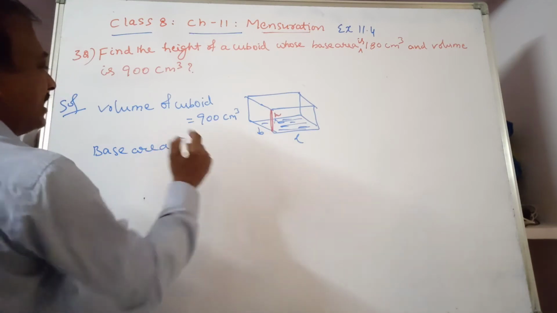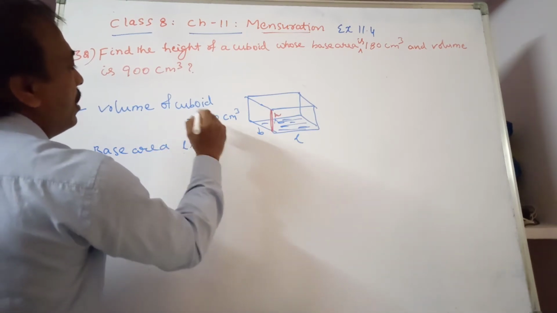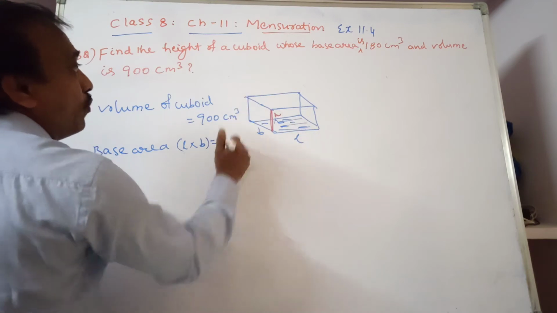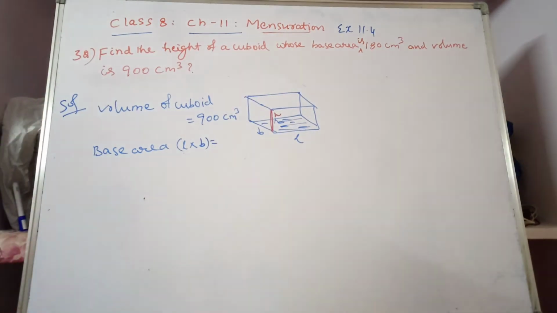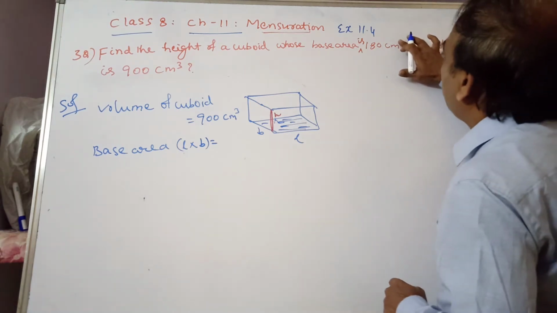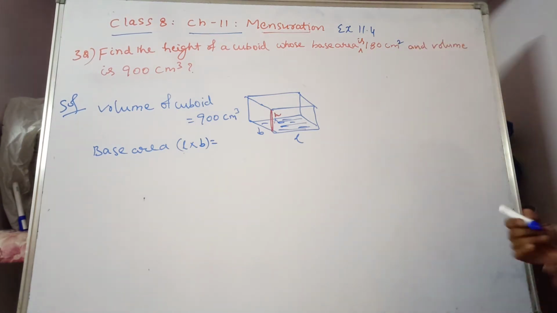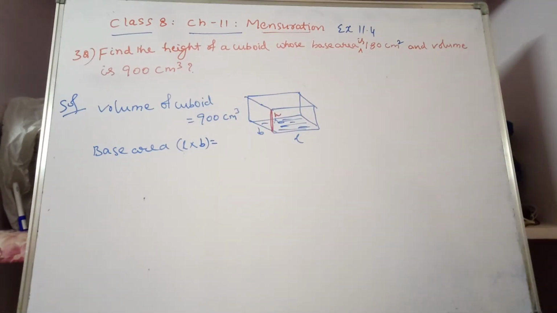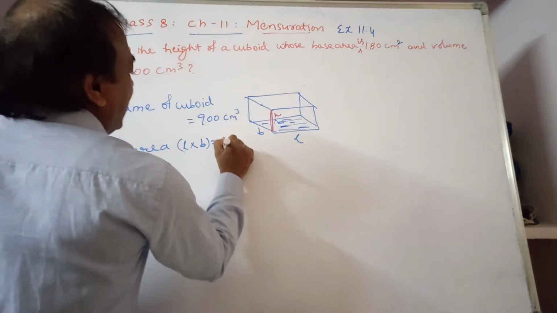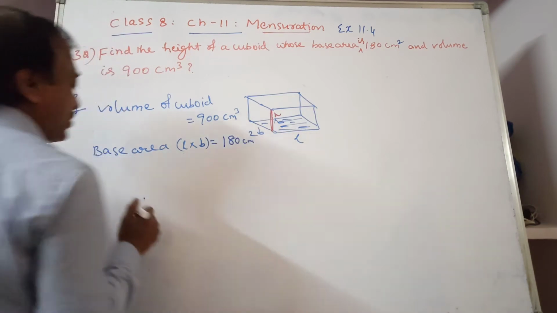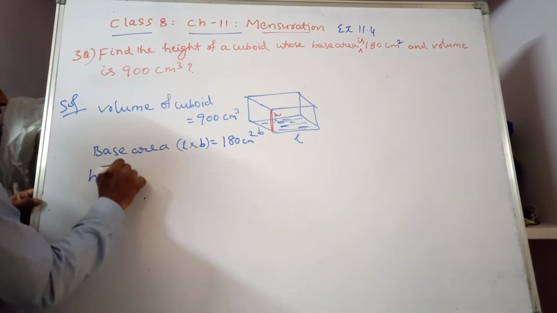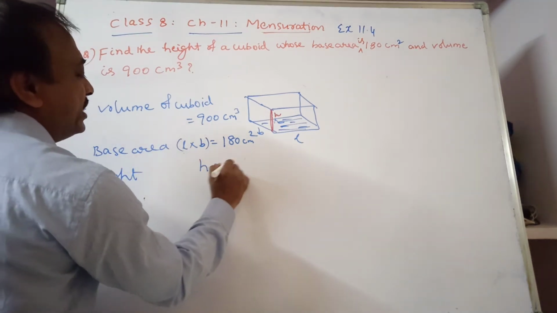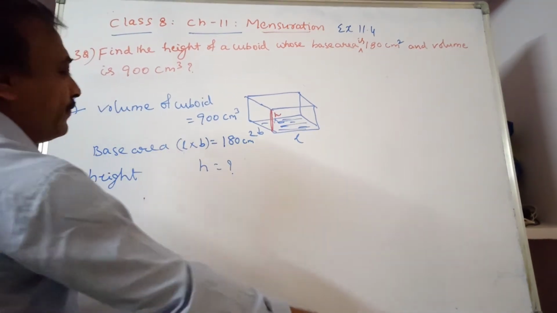Base area, which is nothing but L into B, is equal to 180. Base area is given as 180 centimeter square. Sorry for the units, here it is 180 centimeter square, not cubes. And volume is 900 centimeter cube. So L into B is equal to 180 centimeter square. We have to find out the height. H is the question mark.